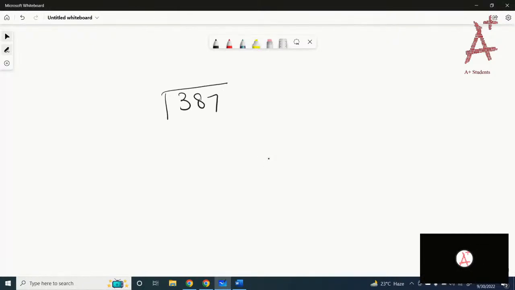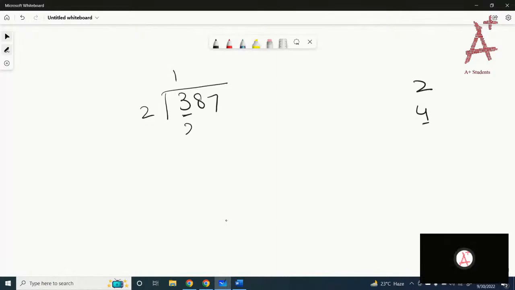387 divided by 2. Okay, so look at the first digit. 3 is greater than 2. So you have to count a table of 2 until we get 3 or a number that is less than 3. So 2 times 1 is 2 and 2 times 2 is 4. So 4 is the greater number.